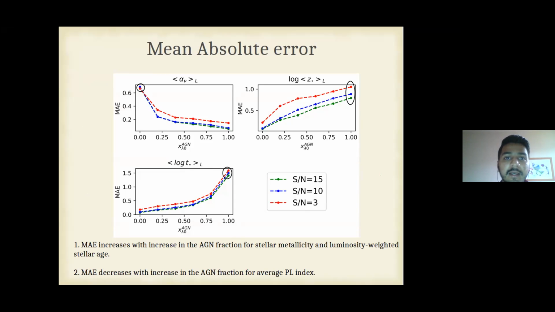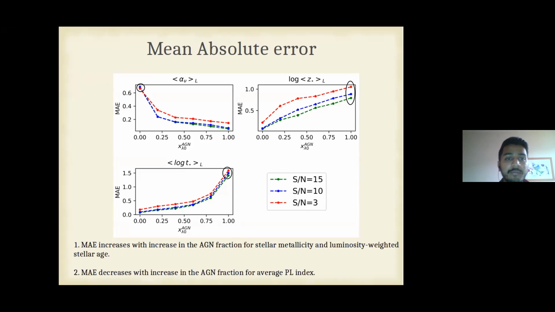This is the mean absolute error. One thing to notice here are the black circles that I have drawn. On the x-axis, we have the AGN fraction, that is the fractional contribution of the flux at 4020 from the power law model.